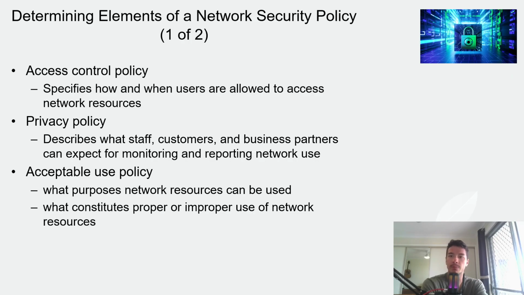Determining elements of network security. So these are the ways you can determine policy. Access control policy specifies how many users are allowed to access the network. Privacy policy describes when staff and customers can expect monitoring and reporting of network use. Acceptable use policy: for what purposes can network resources be used? What constitutes proper and improper use of the network resources? Next one.